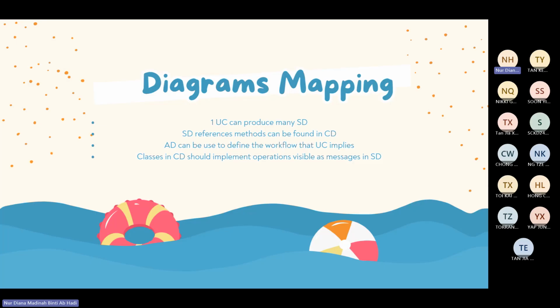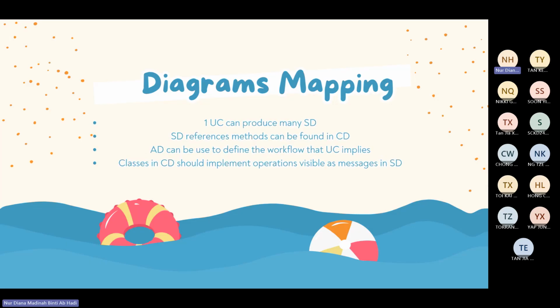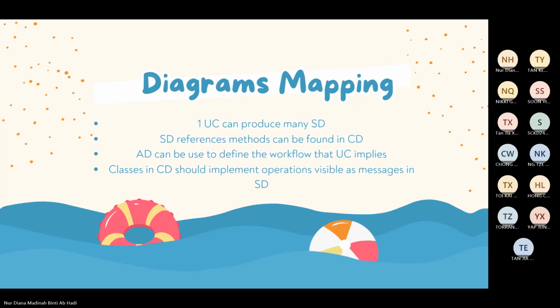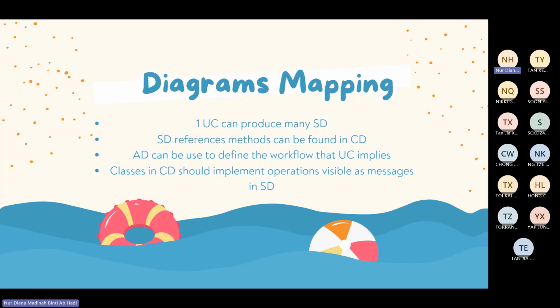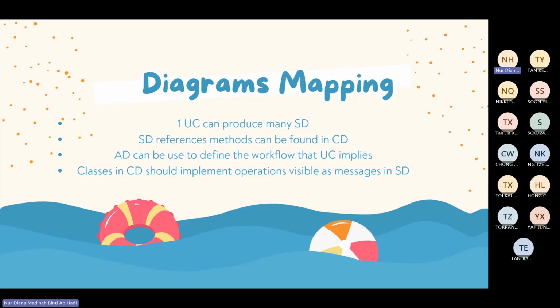So, diagram mappings. Just now you might wonder, Miss, why do we need to learn all of those 4? How do they relate to each other? What would be the reason we need to create each of them? Okay, so this is the reason why. It is because from one use case diagram, you can create a lot of sequence diagrams. Why does it mention so? Can anyone tell me? Why can one UC create a lot of SD?